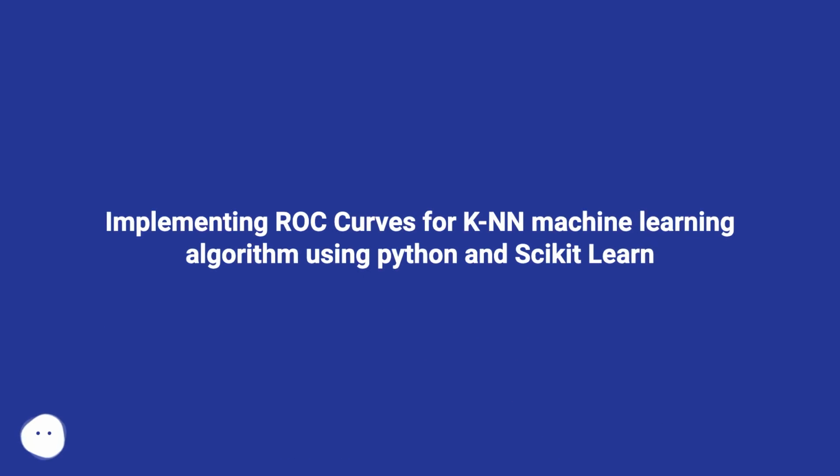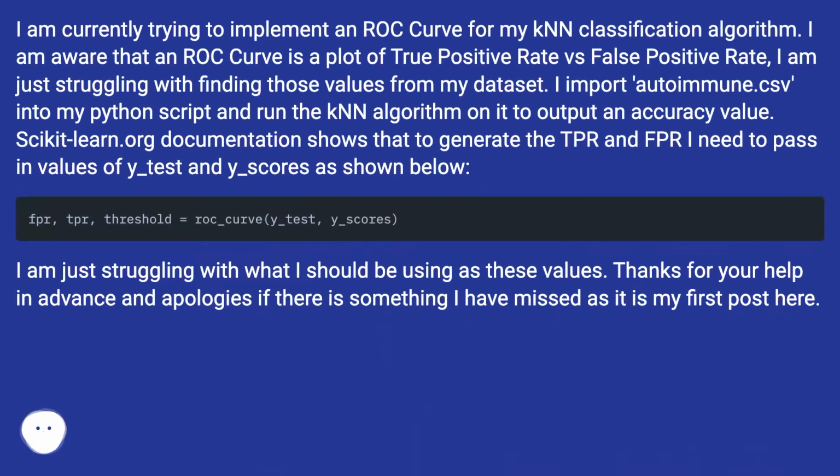Implementing ROC curves for a KNN machine learning algorithm using Python and Scikit-learn. I am currently trying to implement an ROC curve for my KNN classification algorithm. I am aware that an ROC curve is a plot of true positive rate versus false positive rate. I am just struggling with finding those values from my dataset.